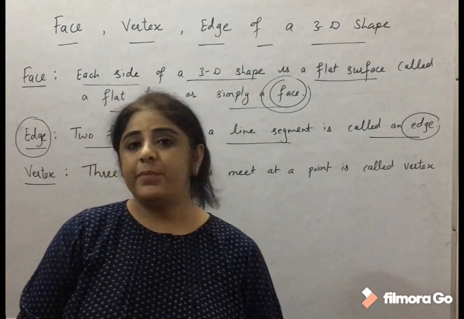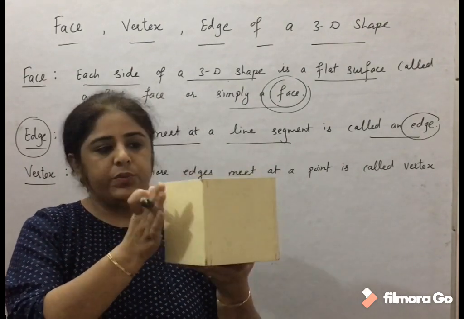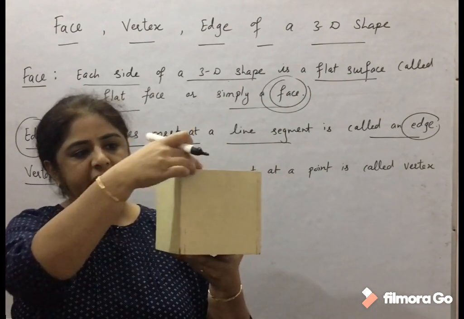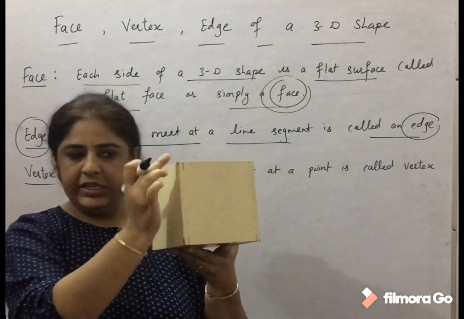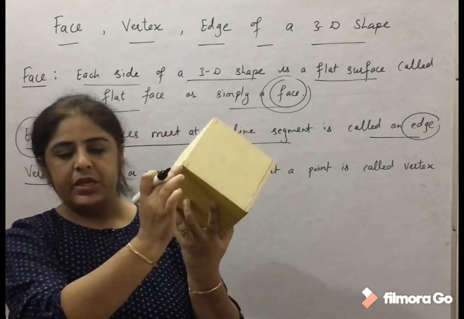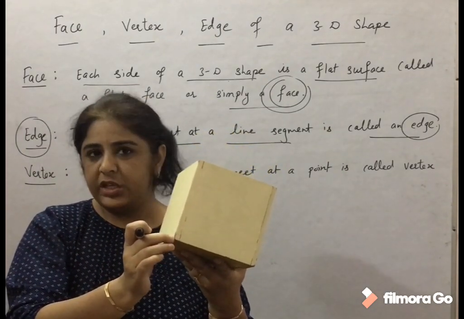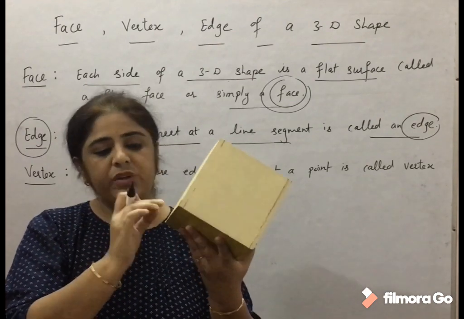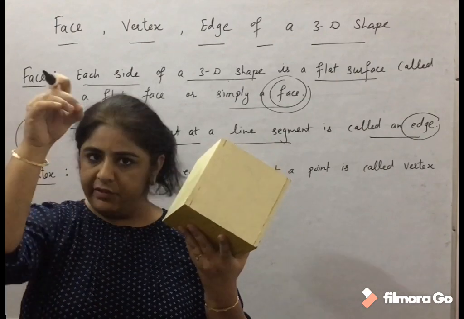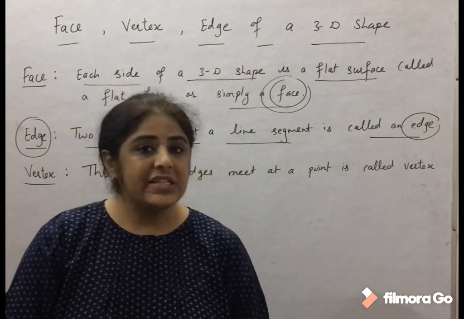Now we will discuss what a vertex is. In this example, these are the corners where the edges meet, and that is called the vertex. Here, three edges are meeting. But in other examples, like pyramids, we will observe more than three edges meeting at a point, and that is also called a vertex.